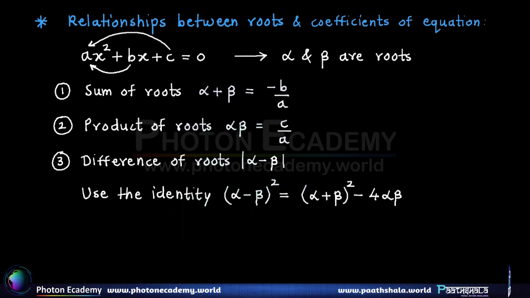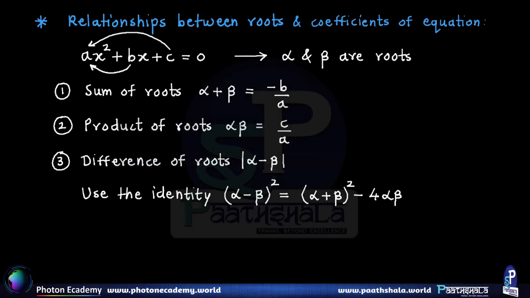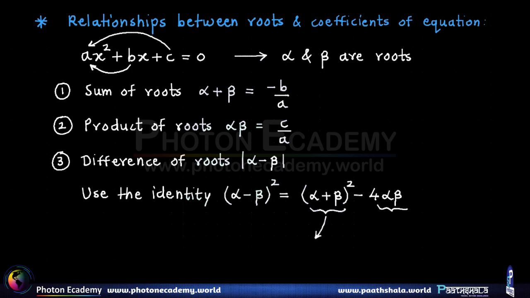If you want to know the difference of roots, that is the absolute value of alpha - beta, so we are ignoring whether alpha is bigger or beta is bigger. In that case, we can use the identity, which is (alpha - beta)² = (alpha + beta)² - 4 alpha beta. And as we have already found out the values of alpha + beta and alpha beta, substitution will give us the value of alpha - beta or beta - alpha, the positive difference.